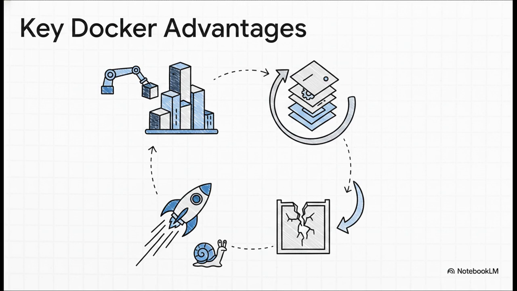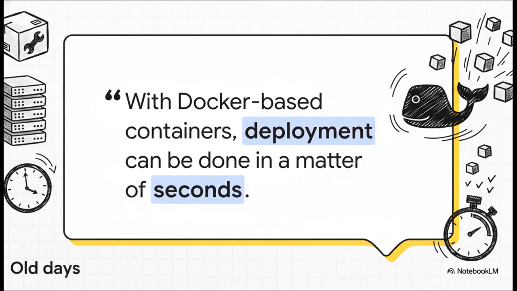Because containers are so small and self-contained, they're perfect for microservice architectures. You can update one tiny piece of your app without touching anything else. You get amazing version control, so you can roll back to a previous version in an instant if something goes wrong. But the real headline, the one advantage that changes everything, is pure, unadulterated speed. And that's not just marketing speak, it's the truth.